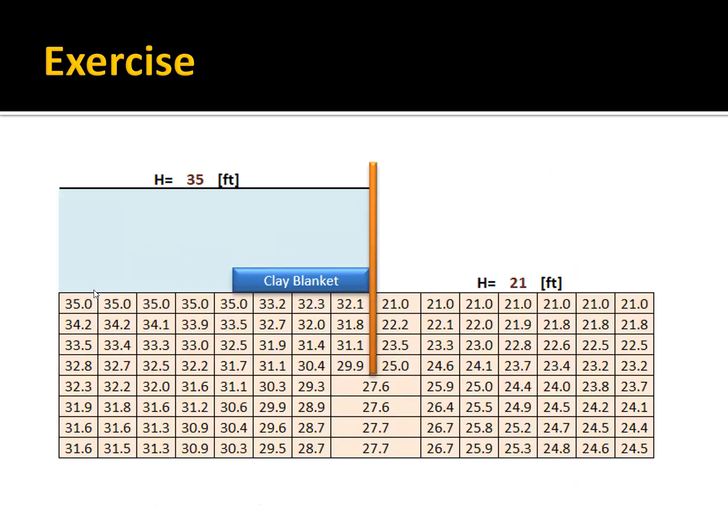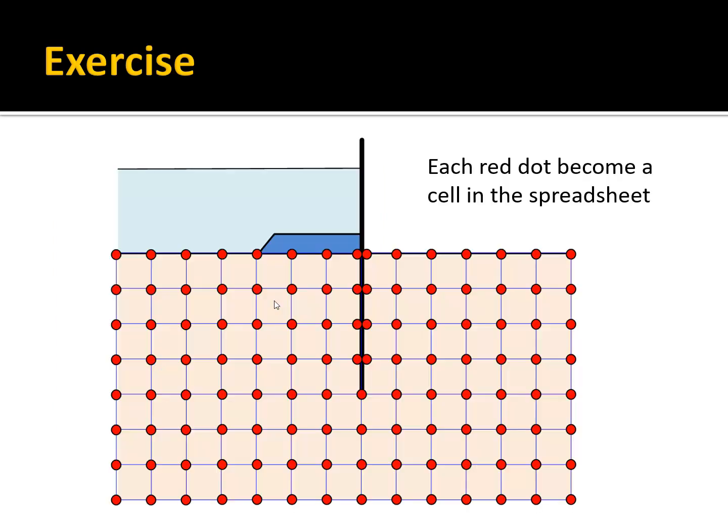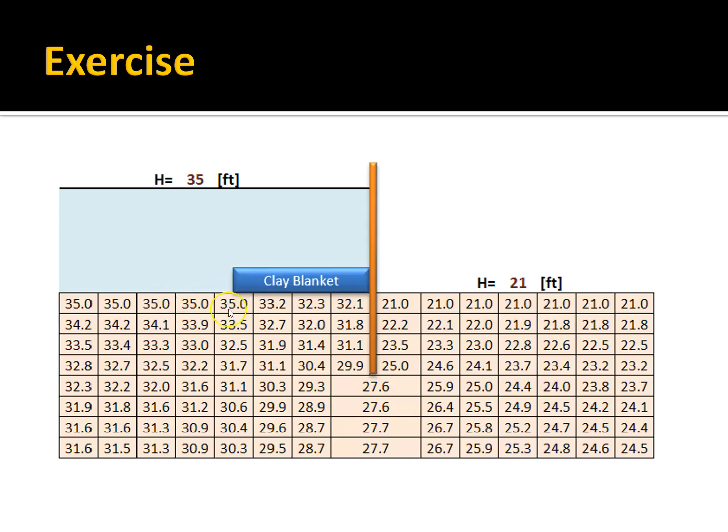And so what you do is you can set up a spreadsheet. This is one we'll be doing together in class. And we've merged the cells underneath the sheet pile. And so we have a cell in our spreadsheet for each of these red dots. So again, each red dot becomes a cell. So you'll notice that we have 1, 2, 3, 4, 5 here. 1, 2, 3, 4, 5. So this cell right here is the one right at the tip of that clay blanket.